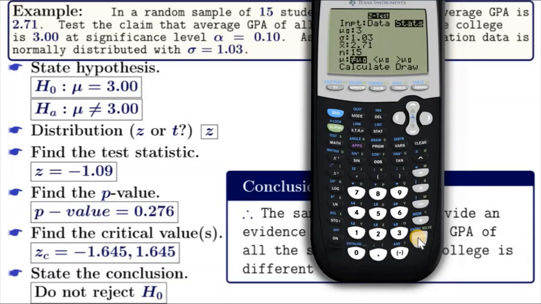Then next to alternate hypothesis, we are given not equal to 3. So select not equal to mu. Come down here and select not equal to mu. Then hit enter and now use this arrow key to come down to calculate. Then hit enter. Now, if you look at here, for Z value, that's what we have here. And also for the P value, that's what we have here.